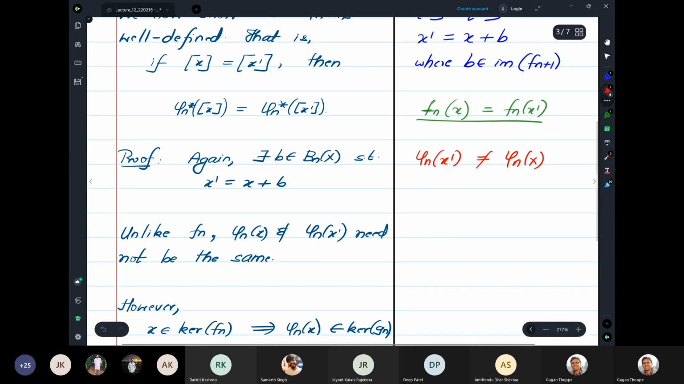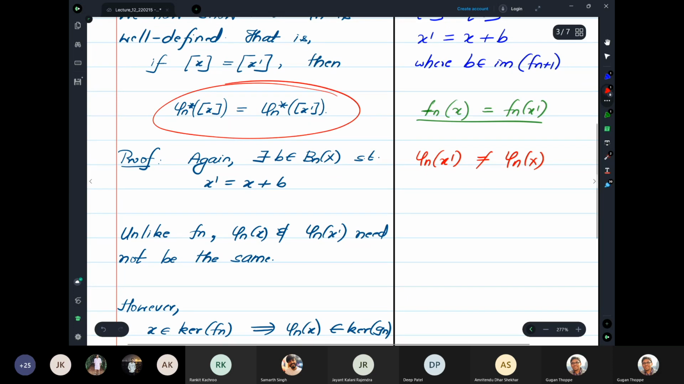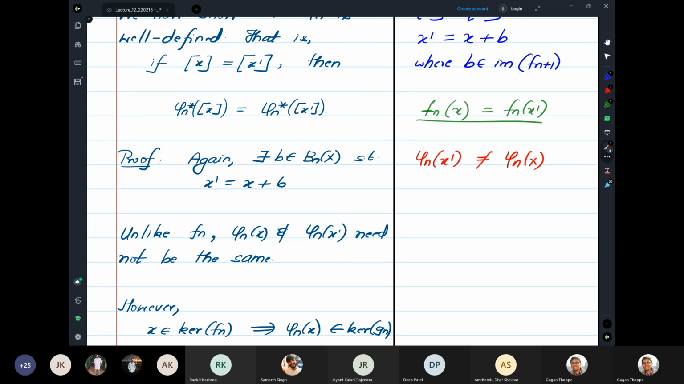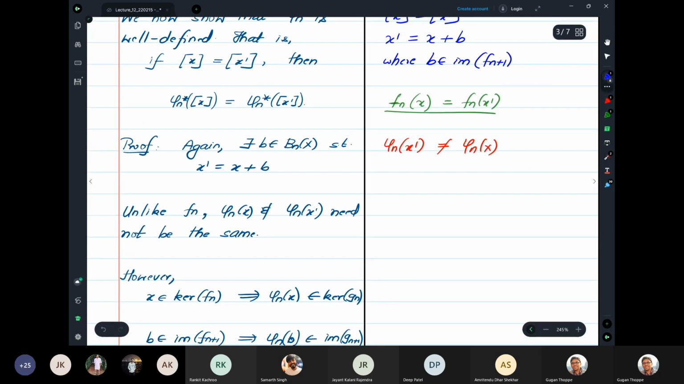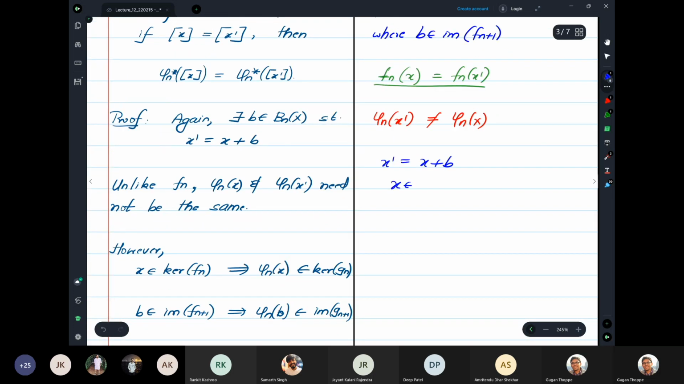Nevertheless, what we are saying is that these two definitions, even if phi n of x and phi n of x prime are not the same, this equivalence should hold. Is this okay? So let's try to see why this equivalence should hold. What we know so far is that x prime and x are related by this relation. Furthermore, we know that x lies in the kernel of fn.